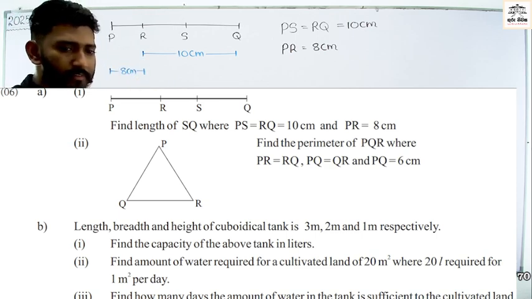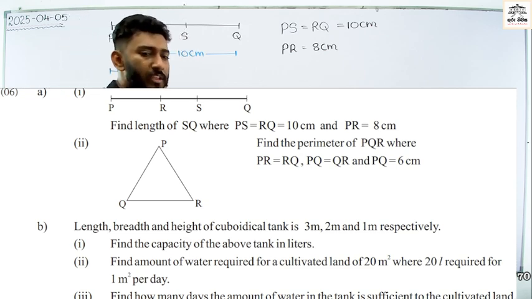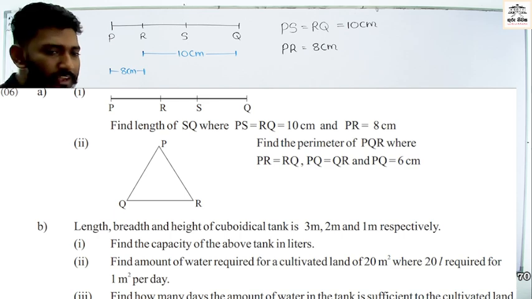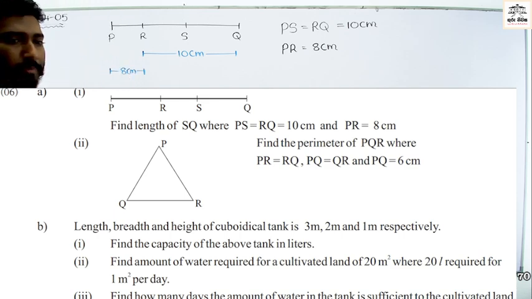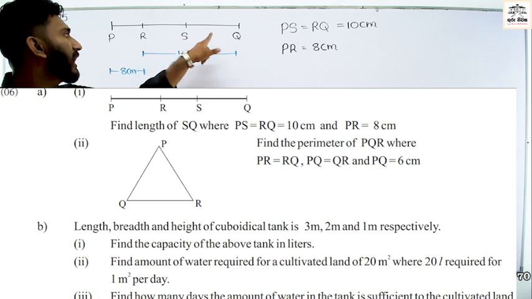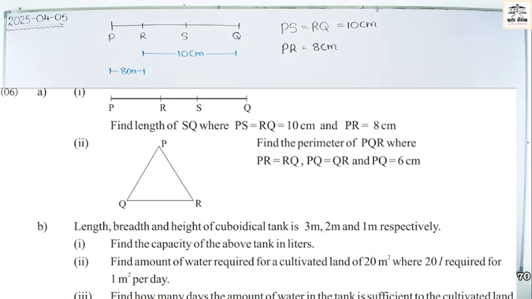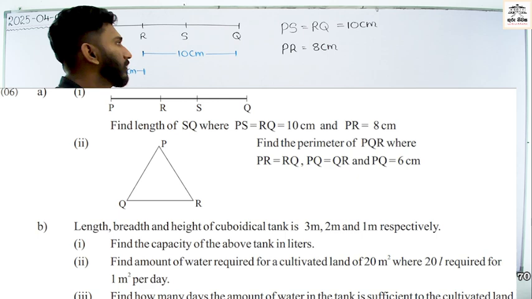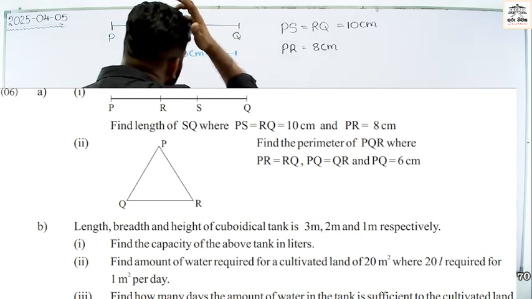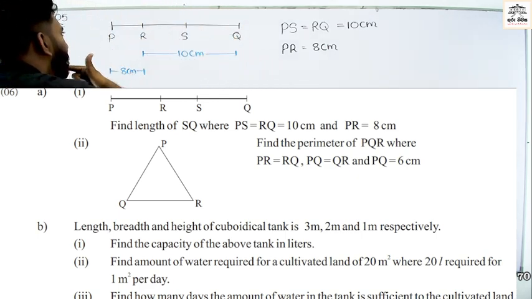Find the perimeter of the PQR. No, find the length of the SQ. We need to find the length of SQ. Right? When PS equals the RQ. Now tell me, PS we can write as PR plus RS.